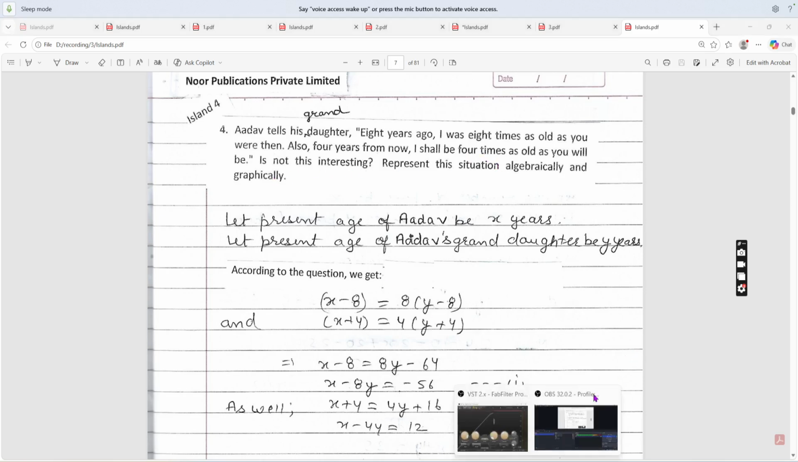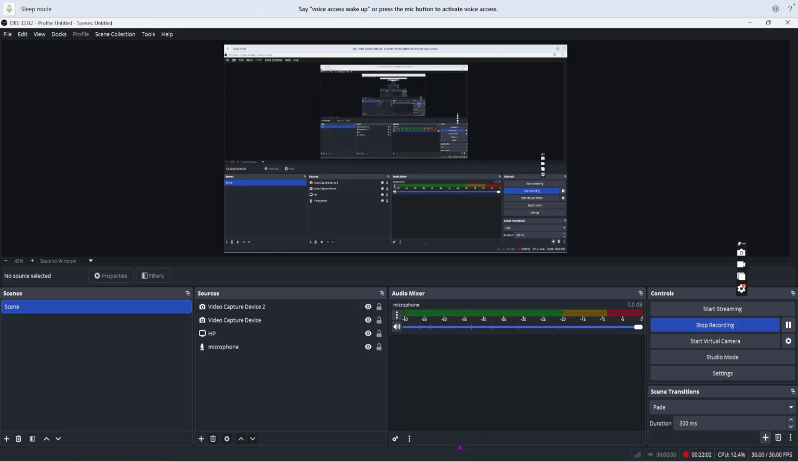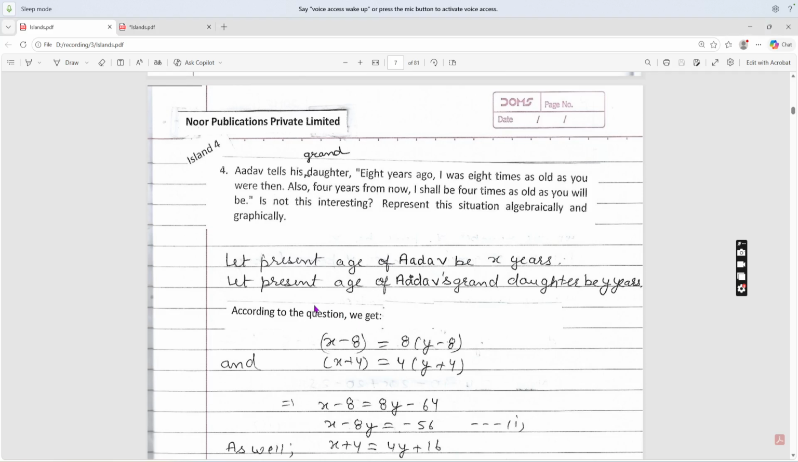Now, in these types of questions, we have to mind only one thing: whenever a question is based on their ages in the past, we have to subtract, and whenever the age would be in the future, we have to add. For example, here 8 years ago. First of all, let the present age of Yadav be x years, and let the present age of Yadav's granddaughter be y years. So what were their ages 8 years ago? Firstly, subtract 8 from both: x minus 8 and y minus 8.